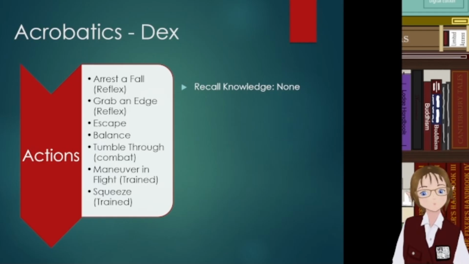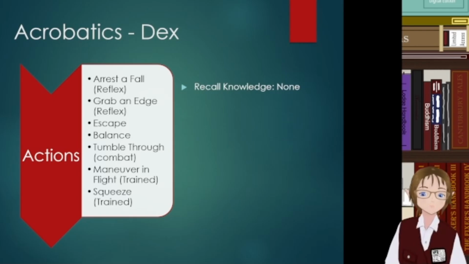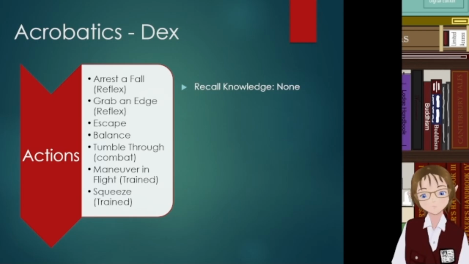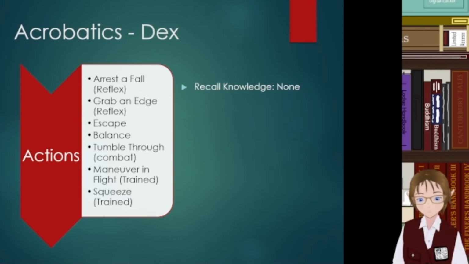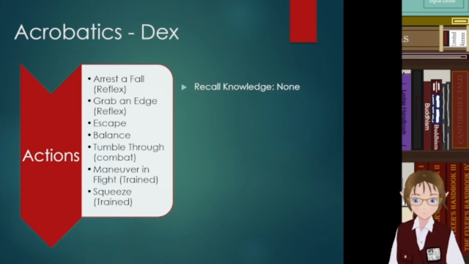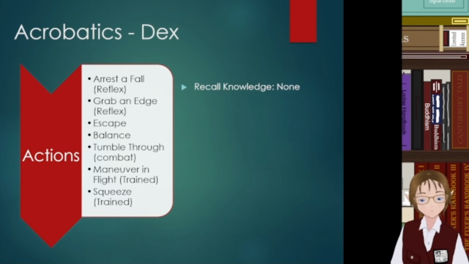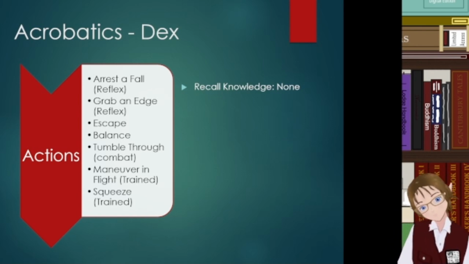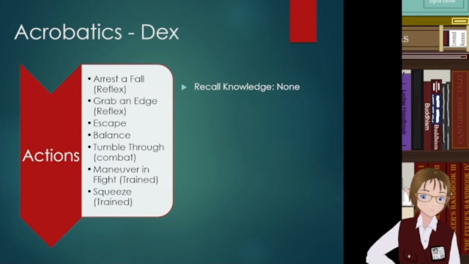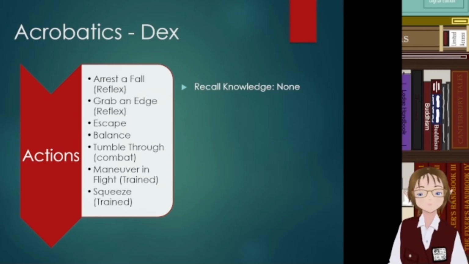Acrobatics is a dex-based skill, which has no recall knowledge potential in it. That's generally because its main thing is helping you move around the world easier. For example, in its actions, you have Arrest a Fall and Grab an Edge, which let you substitute for a reflex save whenever your character could be knocked off an edge. Additionally, there's Escape, like if you need to get out of manacles or rope ties or anything like that, and Balance, like crossing a thin bridge. And other actions which basically just help you move around.